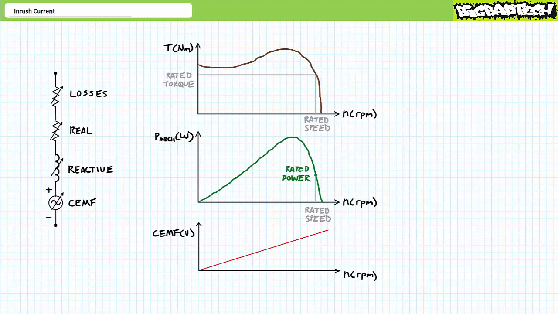Alright, let's now discuss the theory behind Inrush. Fair warning, this half of the lecture operates under the presumption you have a passing familiarity with three-phase AC circuit analysis, motor starters, and have a basic understanding of electromagnetic interaction.